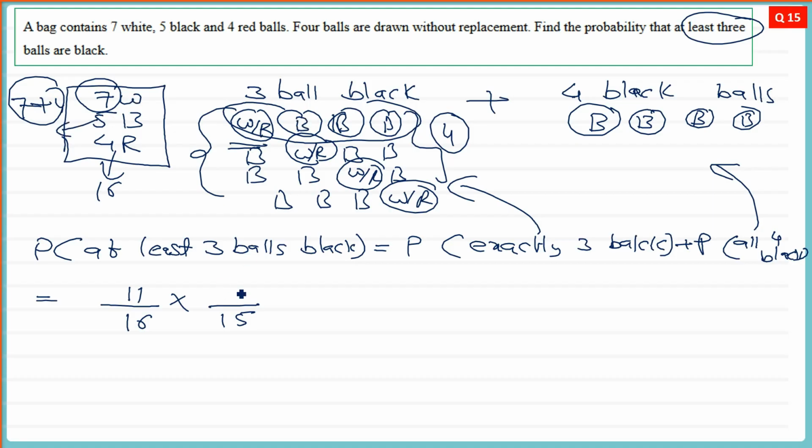There are 5 blacks, so 5 by 15. Now 2 are taken from 16, so 14 are remaining. 1 is taken from black, so 4 are remaining. Now 3 balls are being drawn, so 13 are remaining. 2 out of 5 black balls have been taken, so 3 divided by 13.